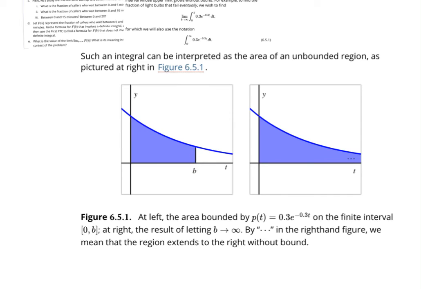When we let b go to infinity, what's happening is we're letting this endpoint here, this edge endpoint, go all the way to the right. That's what these 3 dots mean. The question then is, this area that's extending forever and ever to the right, is that area actually equal to a number, a solid finite number, or does it just keep growing so much that it's infinity?